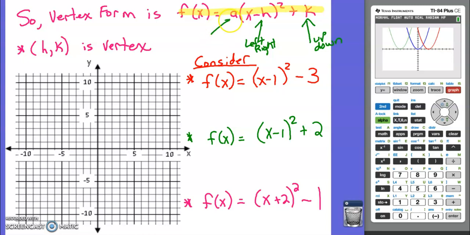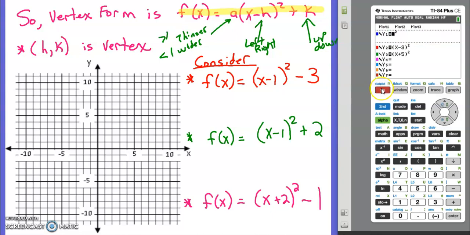And then also remember this A. Yesterday in video 8.1, we talked about what the A does. The A, remember, if it's being multiplied by 2 or 3 or 4 or 10, those numbers actually make the parabola more narrow. And if it's a fraction that's less than 1, like 1/2, 1/5, 1/10, those actually make the parabola wider. So remember, thinner if it's greater than 1, like 2, 3, 4, 5, 6, and wider if it's less than 1.